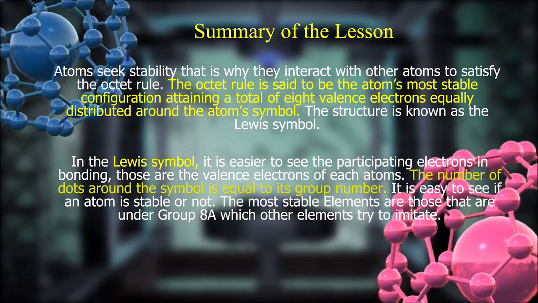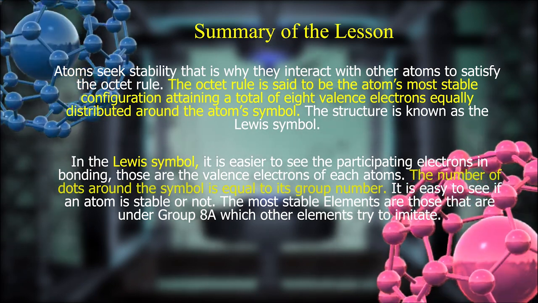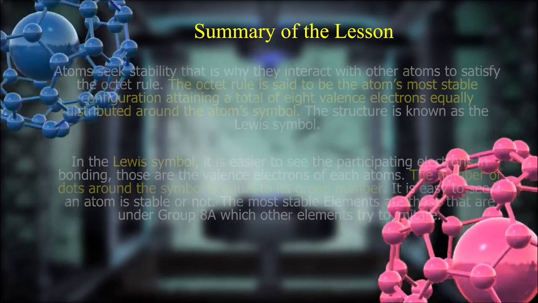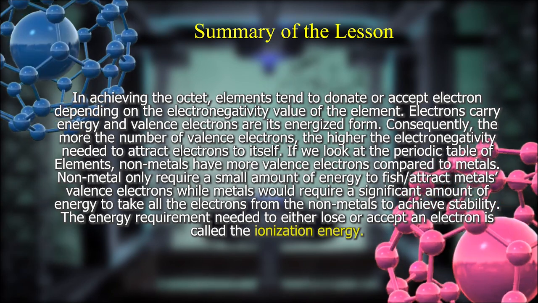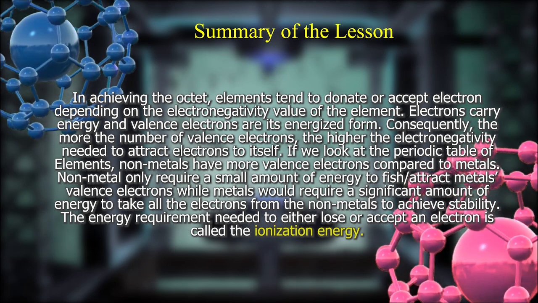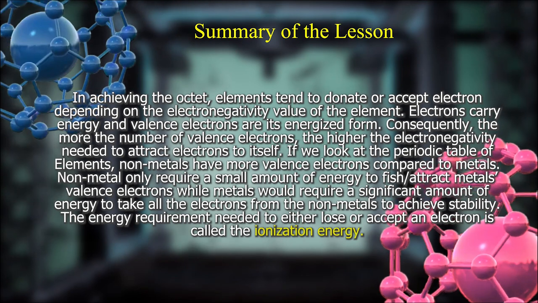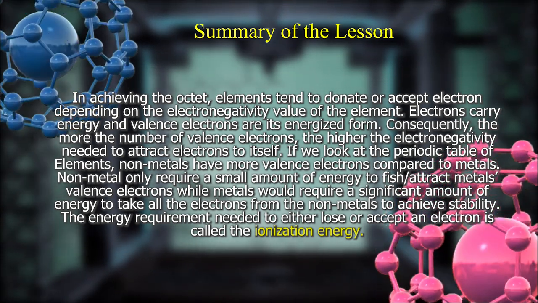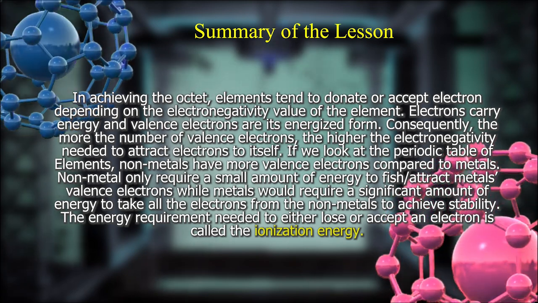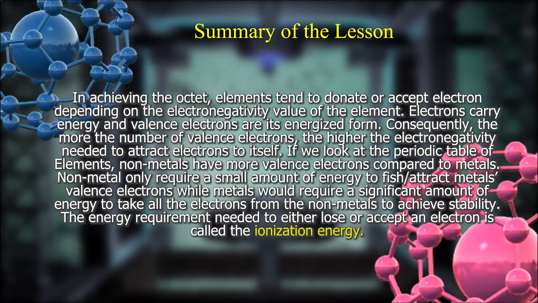It is easy to see if an atom is stable or not. The most stable elements are those that are under group 8A, which other elements try to imitate. In achieving the octet rule, elements tend to donate or accept electrons depending on the electronegativity value of the element. Electrons carry energy, and valence electrons are its energized form. Consequently, the more the number of valence electrons, the higher the electronegativity is needed to attract electrons to itself.